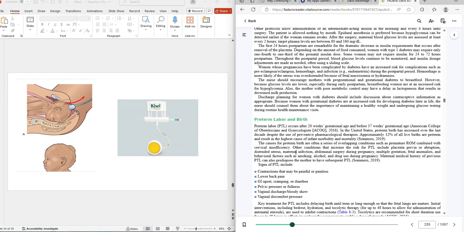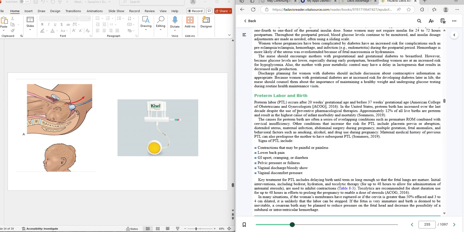Preterm labor. This occurs after 20 weeks and before 37 weeks, okay? That's considered preterm. So after 20 weeks and before 37 weeks. You need to know this, okay?